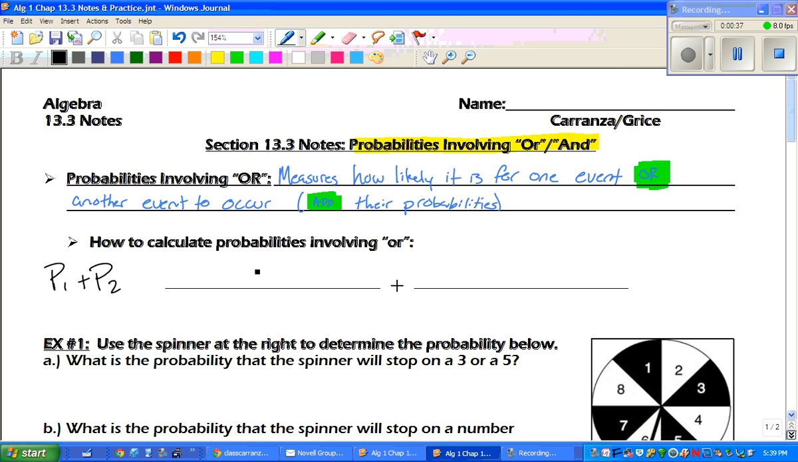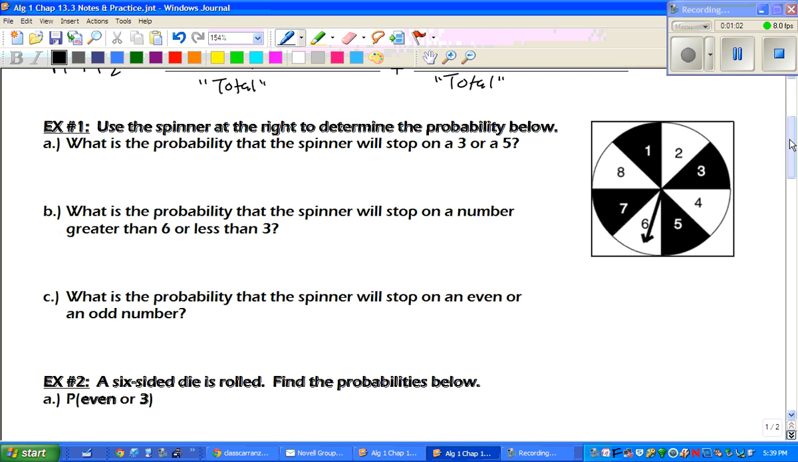Okay? And remember that when we're taking probability, we want the want over the total, plus the want from the other side over the total. So we have two events that are going to occur. Use the spinner at the right to determine what the probability is. What is the probability that the spinner will stop on a 3 or a 5? So it can be on one or the other.